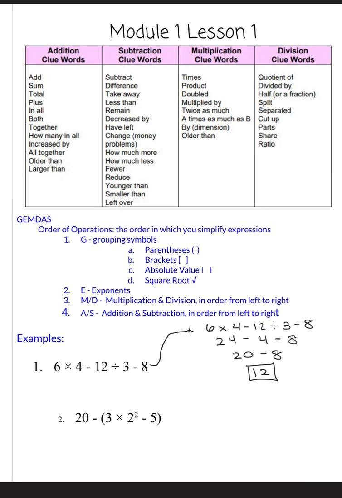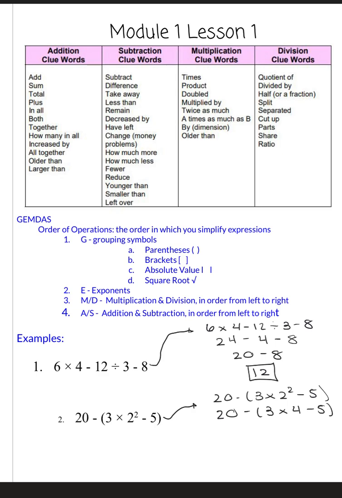For number 2, I have 20 minus (3 times 2 squared minus 5). All right, so here I do actually have some parentheses. So again, I'm going to write it over here so I have a little more space to simplify. All right, so here I do have my grouping symbol of parentheses, so I'm going to do what's inside of the parentheses first, still obeying the order of operations. So looking inside, I have 3 times 2 squared minus 5. So within my grouping symbols, I have an exponent. So I'm going to simplify my exponents. I'm going to have 3 times 4 minus 5.